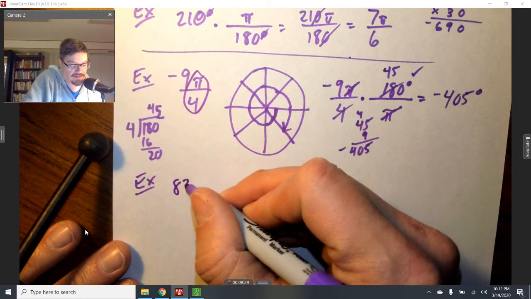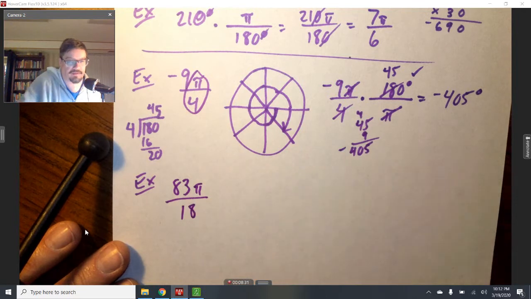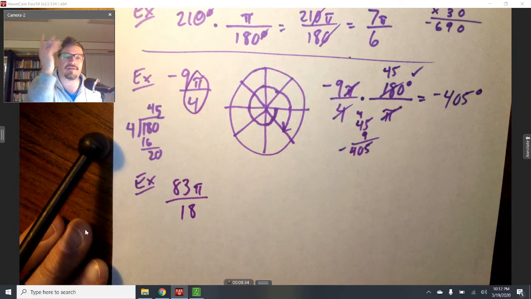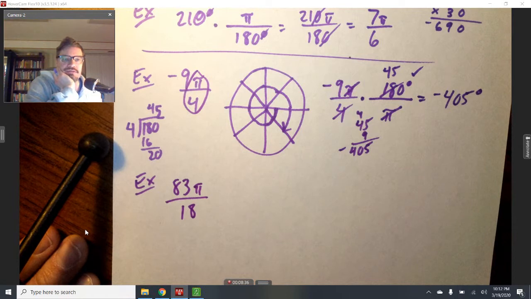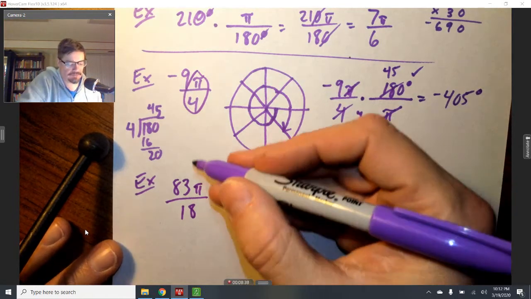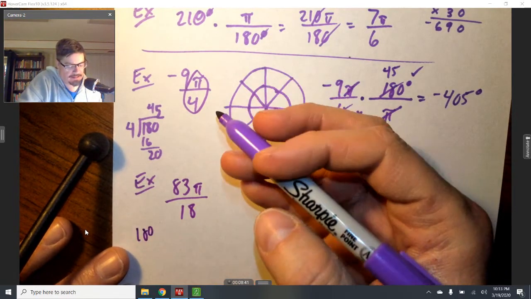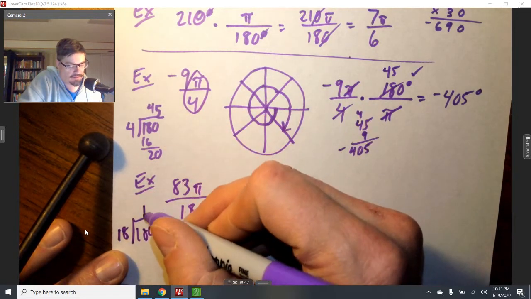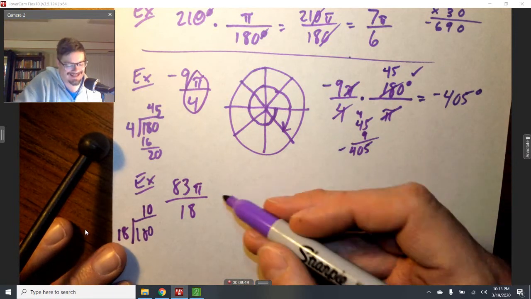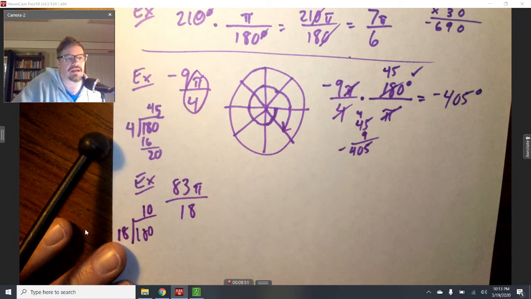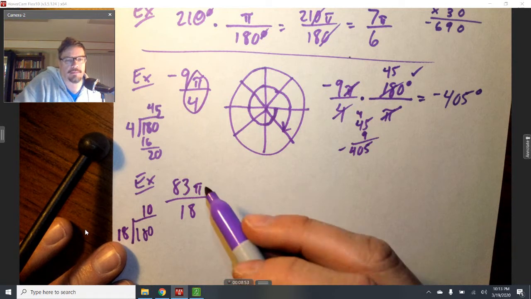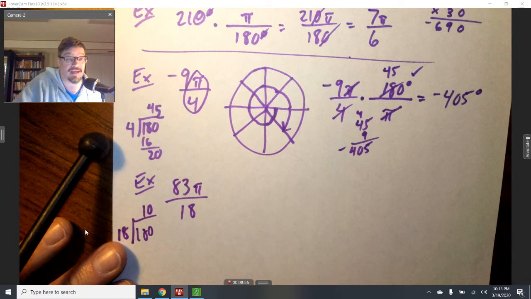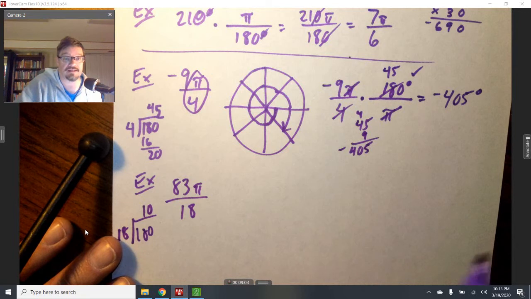Now I got this crazy one here, 83 pi over 18. Well, now I have a pi over 18 partition. I know pi is 180 degrees. So if I divide it by 18, that's just 10. So that's a 10-degree partition. Pi over 18 is 10 degrees. And how many do I have? I have 83 of them. So that means I have 830 degrees. That's simple. That's my answer.